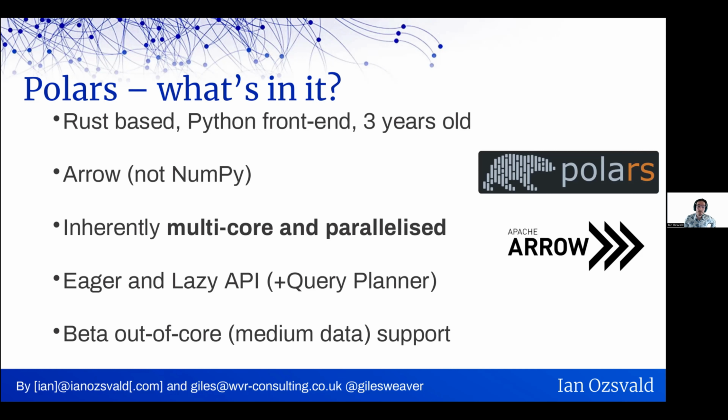There is no NumPy. It's inherently multicore and inherently parallelized. There's a query planner inside there with an eager and a lazy API. An eager API operates every single instruction as it's found. That's what we have in Pandas. A lazy API will concatenate a bunch of operations together, try to optimize them, and then execute them when you ask it to do a computation. It can even stream data from disk in an out-of-core, larger-than-memory style, which I show here.